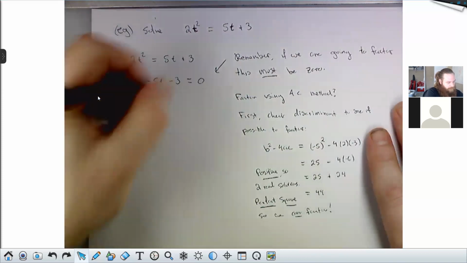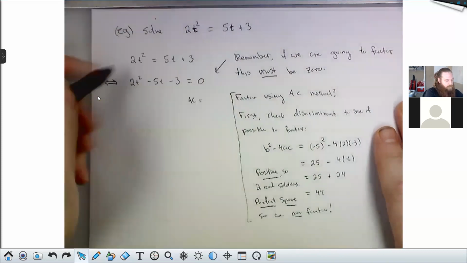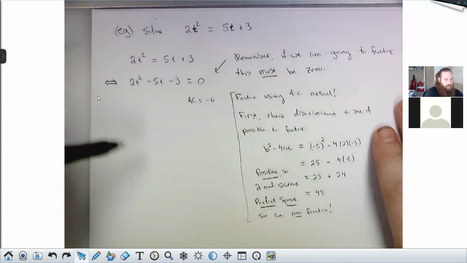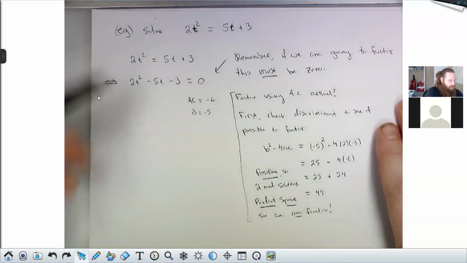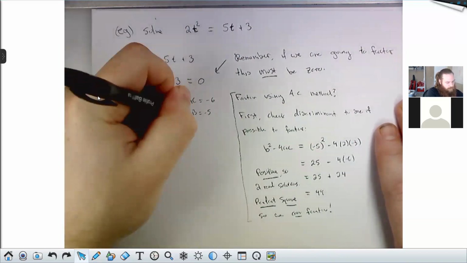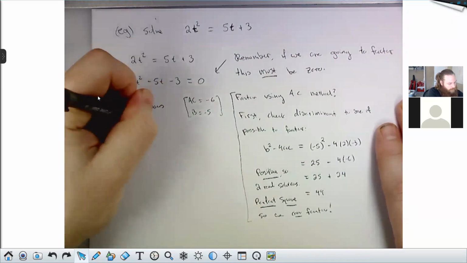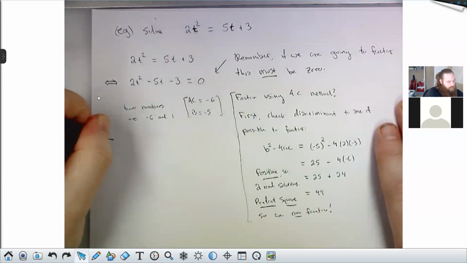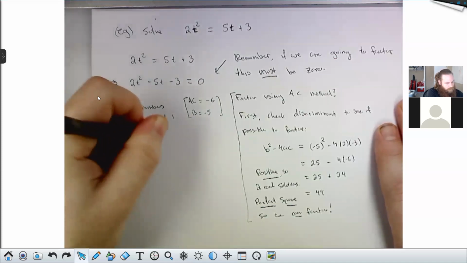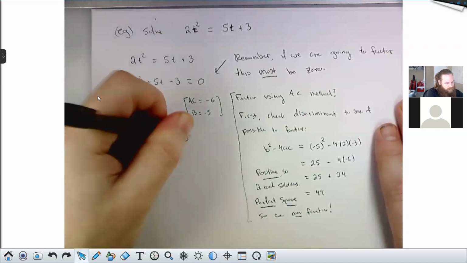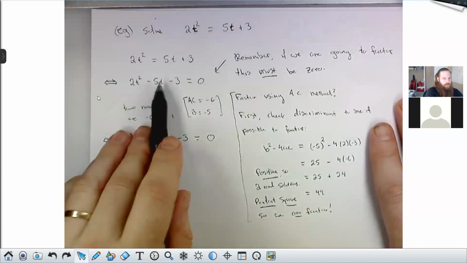So my AC method, A times C here, let's tuck all this into the side. A times C here is 2 times negative 3, which is negative 6. So I need 2 numbers that multiply to negative 6 and add up to negative 5, because B here is negative 5. Those are going to be negative 6 and positive 1. So I rewrite my equation as 2t squared minus 6t plus 1t minus 3 equals 0. Minus 6t plus 1t is minus 5t.